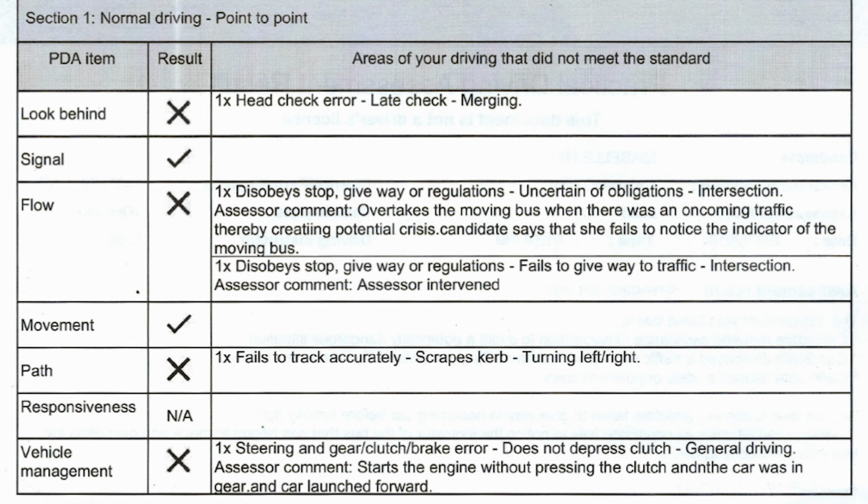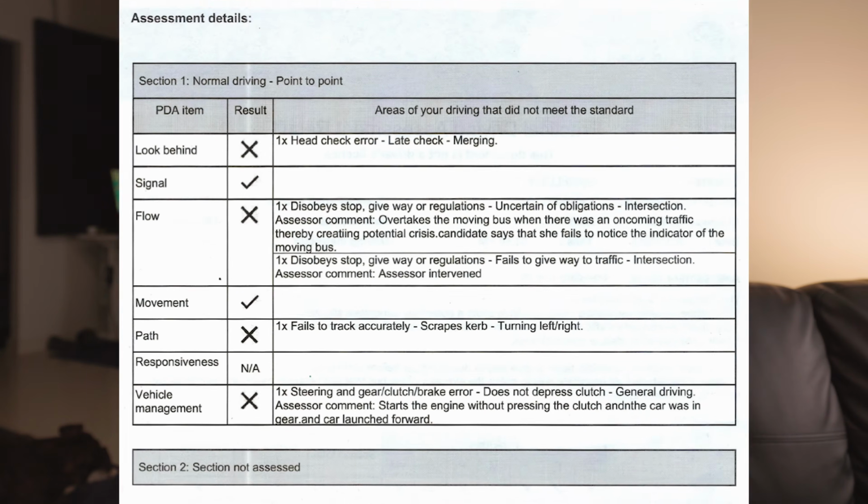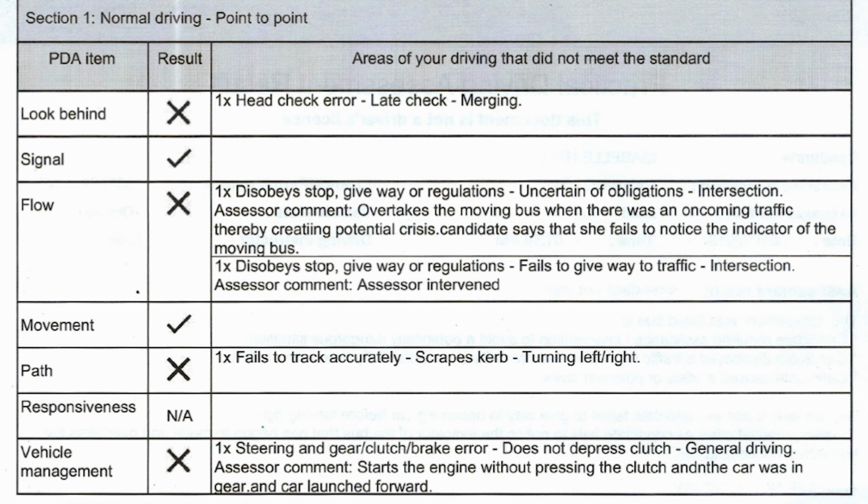Flow, so once disobeys, stop, give way, or regulations, it's a bit unclear, uncertain of obligations, intersection. Sometimes it's so brief that you can't really guess what it is, and candidates usually wouldn't remember, and the assessors sometimes would briefly go through all of this. And given the circumstances, the student is still nervous, they wouldn't really memorize everything they've been told inside of the car. From what I'm reading here, I can't really guess exactly what happened. Disobeys, stop, give way, or regulations, uncertain of obligations, intersection, assessor comment. People complain about the actual remark when they say assessor comment. What did they comment? Why don't they just put down what's been commented?